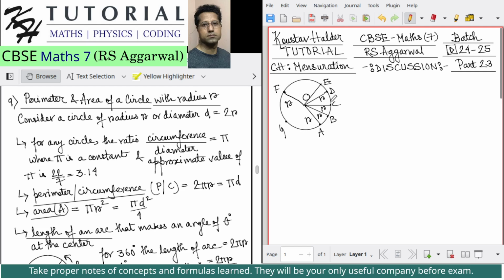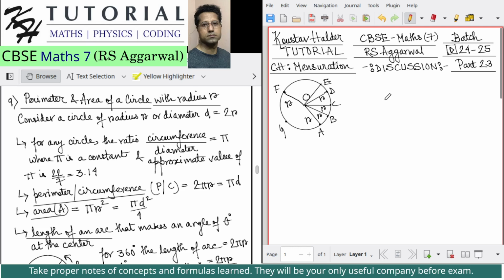Now, what is the circumference? The circumference is the path that consists of an infinite number of points which are at a fixed distance from the center O, and that distance is known as the radius r. And what is the perimeter of a circle? The circumference of a circle is the perimeter of the circle.